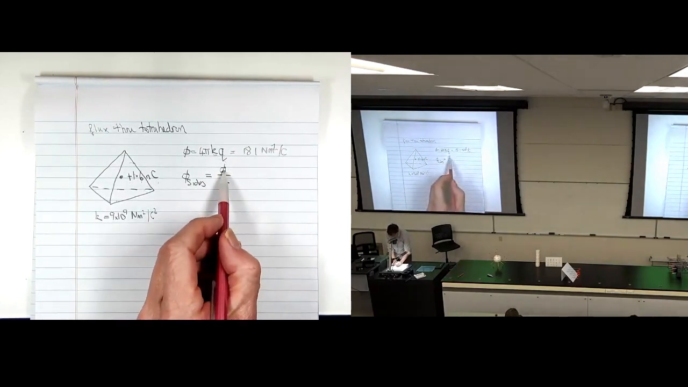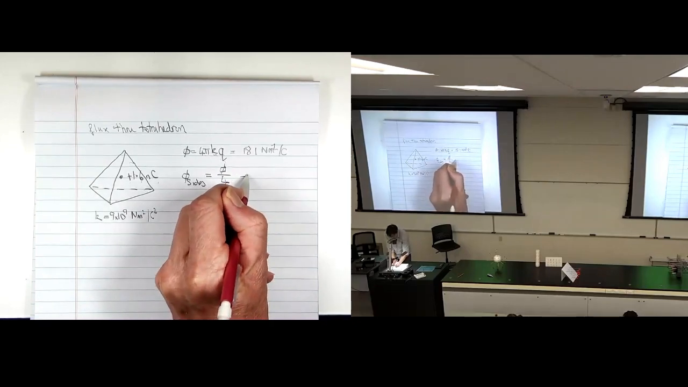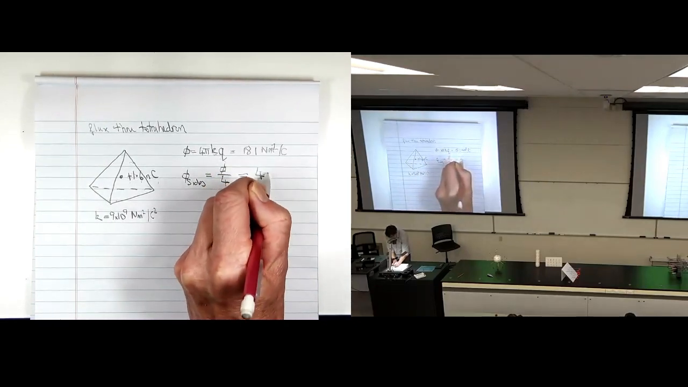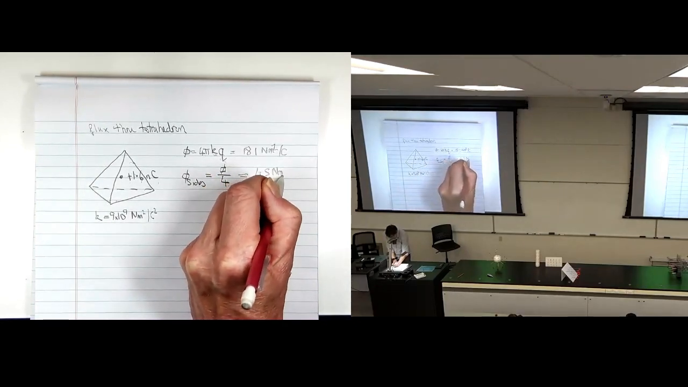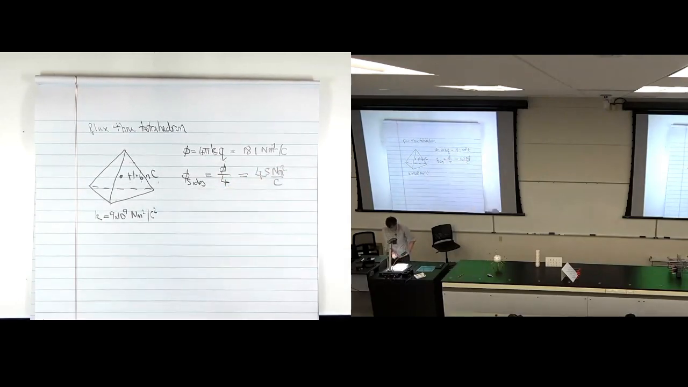And so we just got to take the total flux, divide by the number of faces. There's 4 faces. This comes out to be 45 Newton meter squared per Coulomb. Okay. Look how easy Gauss's law made this. As I say, if you tried to do it with Coulomb's law in an exam, you would never finish the exam. You've got to do this one with Gauss's law, and it makes it very straightforward and simple.